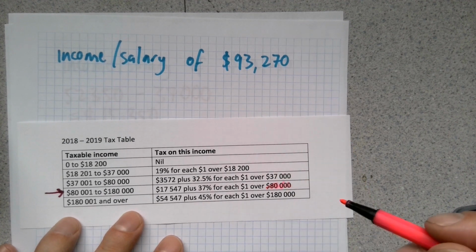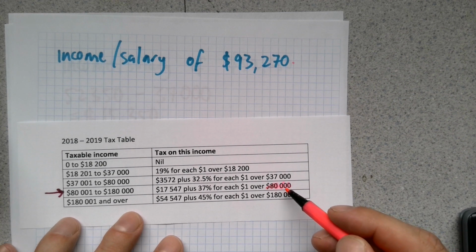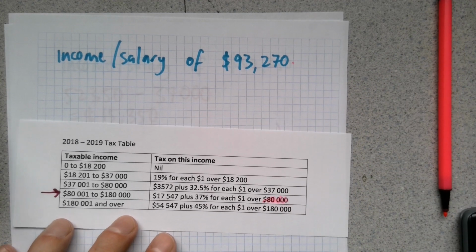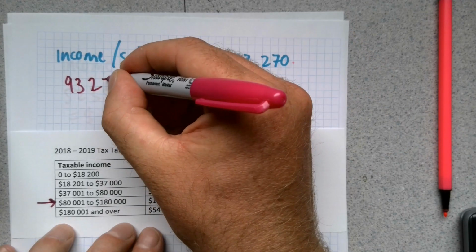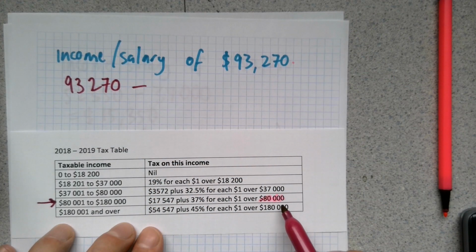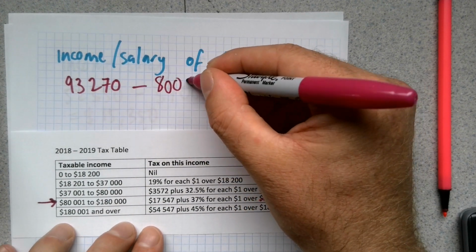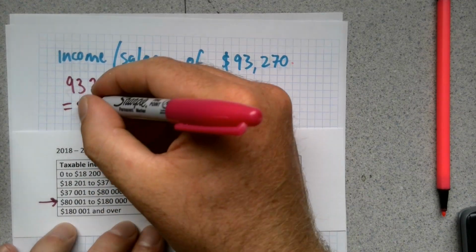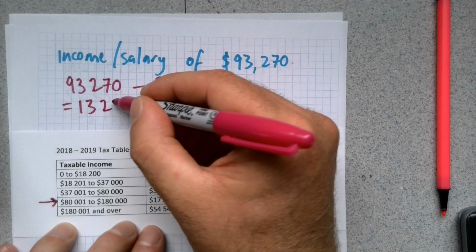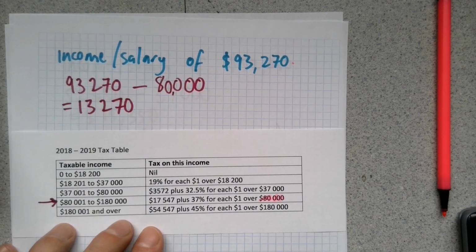So let's work out how much more that income is over the threshold of 80,000. And again, to do that, it's the original income we're starting with, so 93,270 minus the threshold on the right hand side of this row, $80,000. Okay, again, you can use your calculator if you need to. I won't this time. $13,270. So an extra zero, that should be 80,000, my apologies.